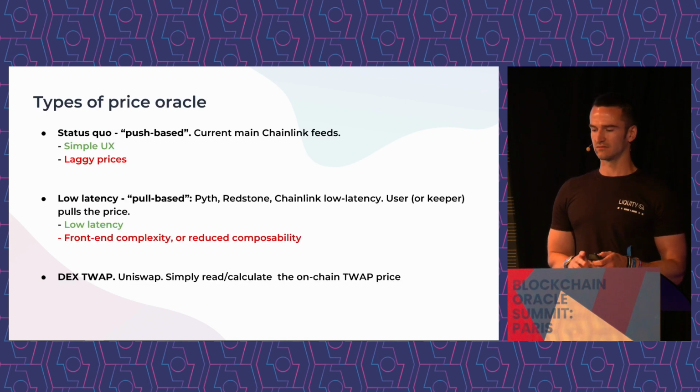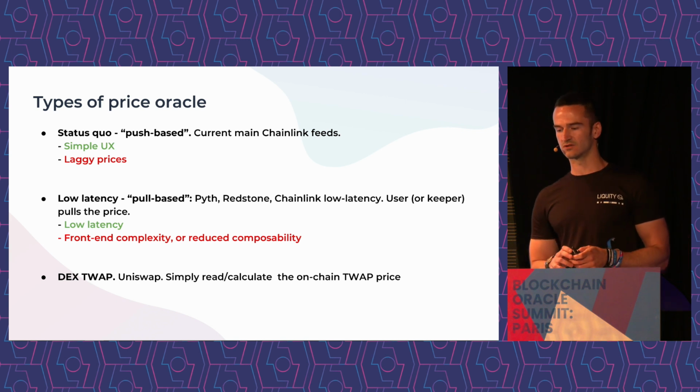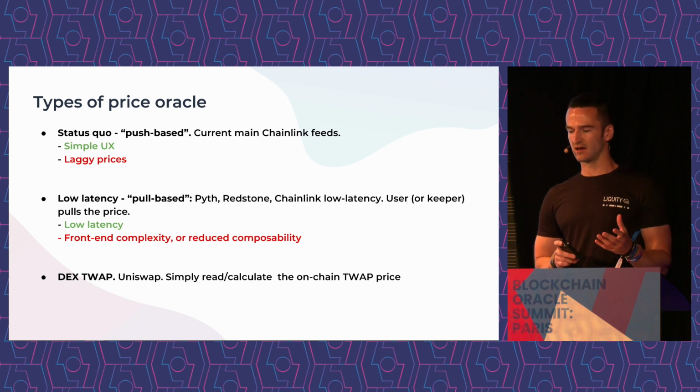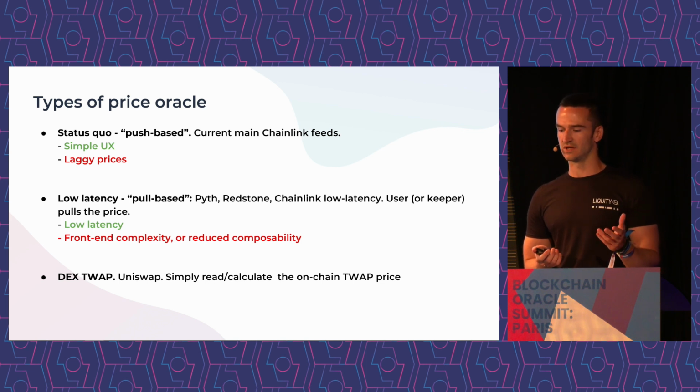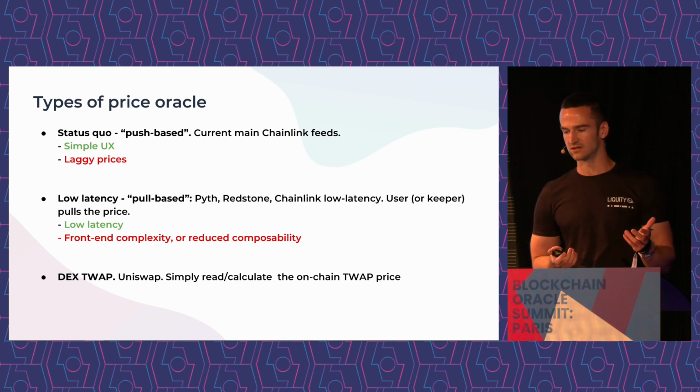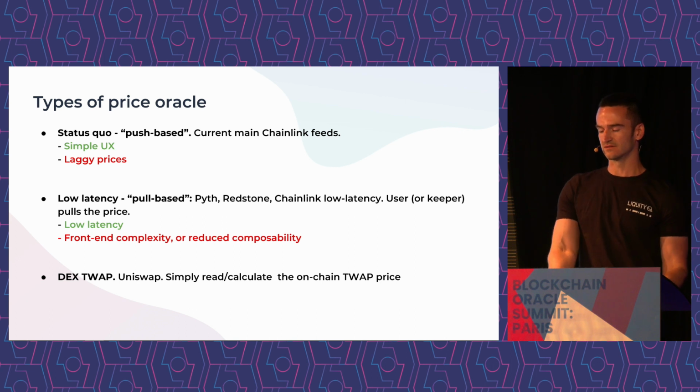So there are three primary types of price oracle. There's the status quo, which is this push-based approach, which Chainlink uses. You're probably familiar with it. They just push prices on-chain with some minimum frequency, and you can just read them. It's super simple to integrate into your system. It has very simple developer UX. The downside is it can be somewhat laggy prices sometimes.